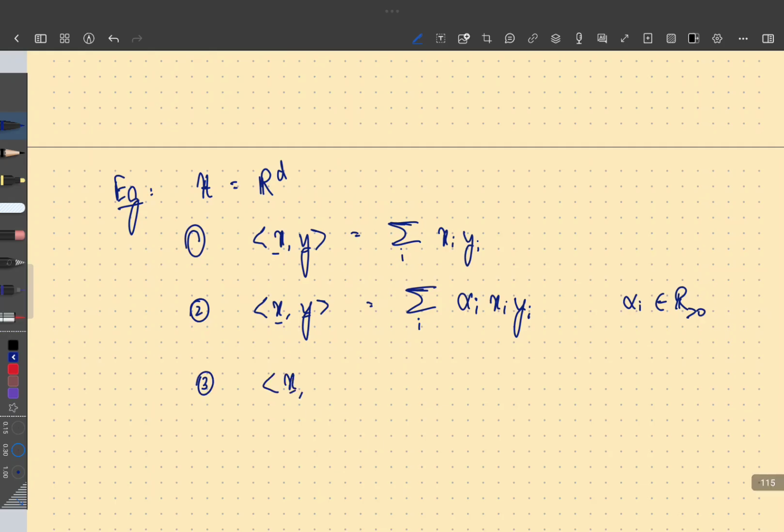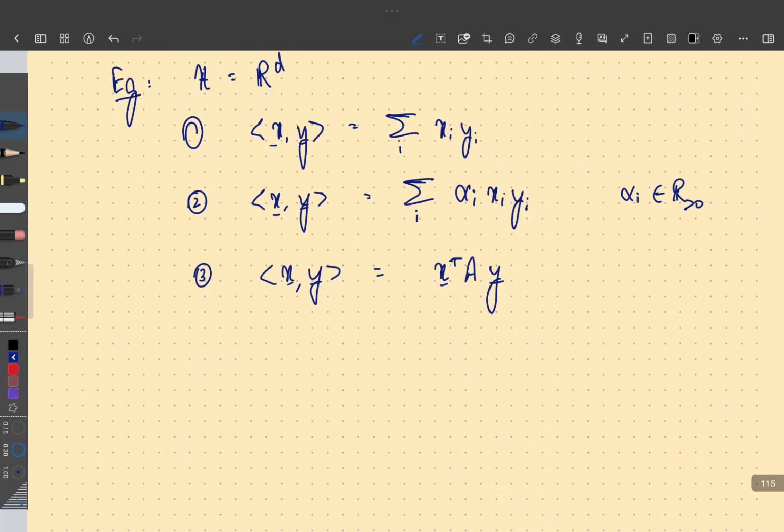More generally, A should be symmetric and positive definite. Sometimes that additional qualifier of symmetric is added, so we'll also add it.